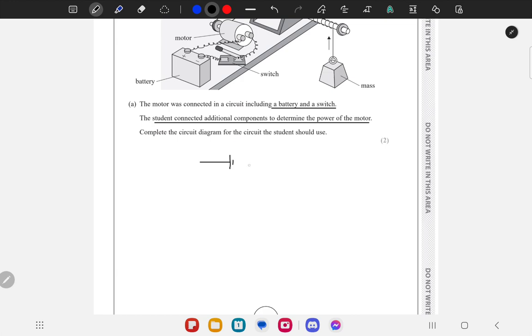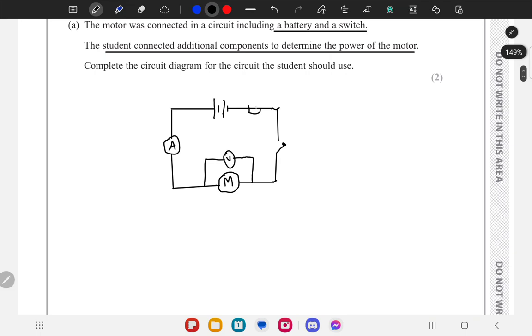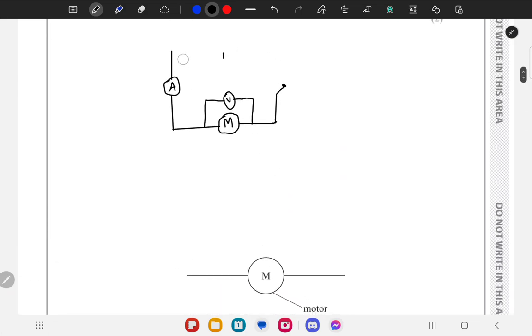So we have a battery over here, an ammeter over here, and the motor over here. This is the symbol for a motor. You have to remember it's just a circle with M written on it. We'll also have to include the switch and the voltmeter. So this would be the circuit diagram here. We could also include a resistor over here, but it's not mandatory. We are given the motor over here.